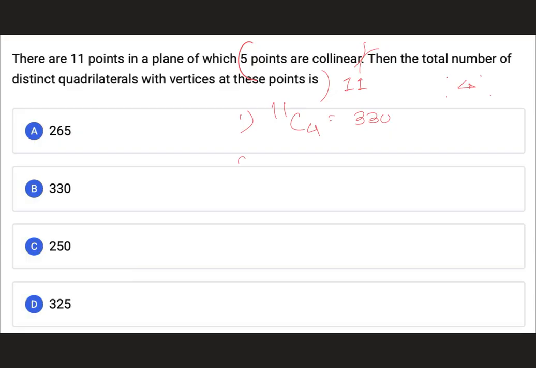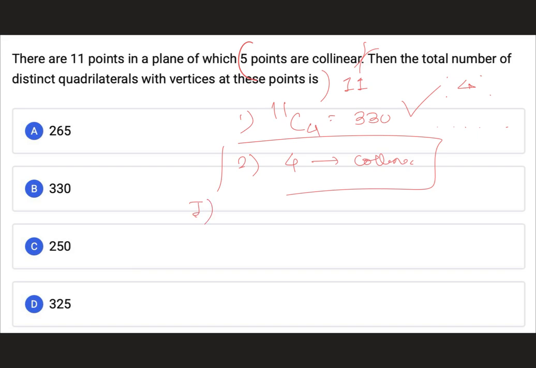Now the second thing to keep in mind: a quadrilateral cannot be formed if the 4 chosen points are collinear. If all are collinear, guys, if all are in one line, can they form a distinct quadrilateral? No, they cannot. A quadrilateral cannot be formed at all. So we will have to subtract all these possibilities from this, because in this we counted some possibilities that are not valid. We just took out the whole number. Now case 1. There will be two cases in this, guys.